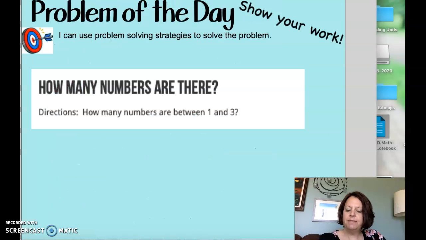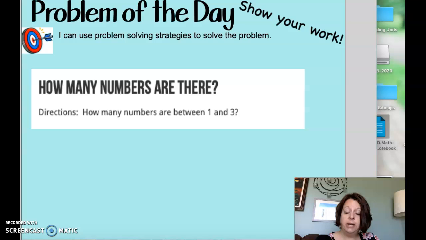All right, our problem of the day today, as always, our learning target is I can use problem-solving strategies to solve this problem. And it's always important to show your work and to describe how you are thinking. That's why if you can have math talk at your house, that would be great because then you can talk about your thinking in math. So the question is, how many numbers are there?